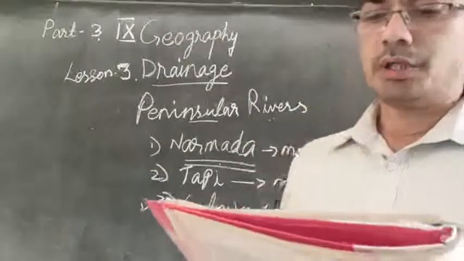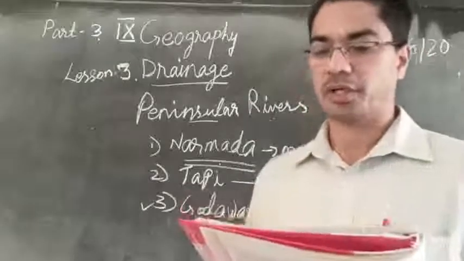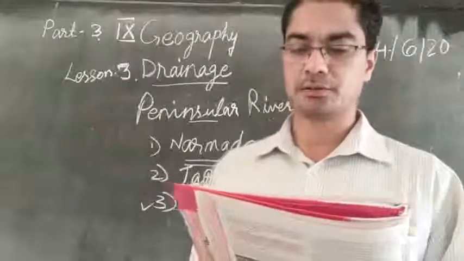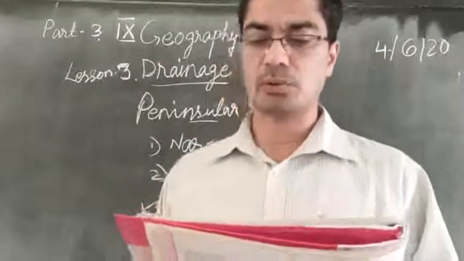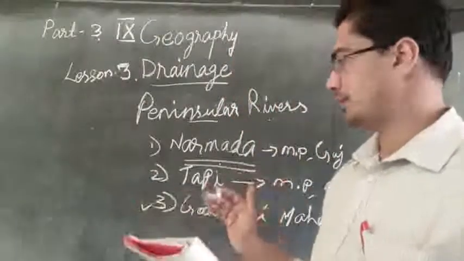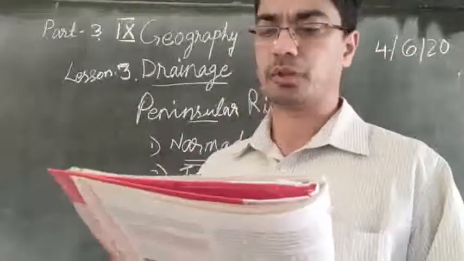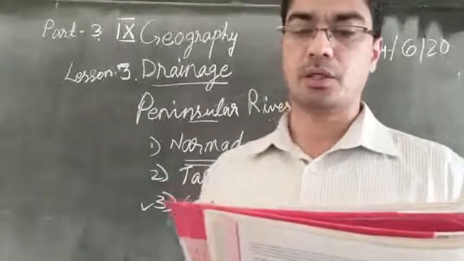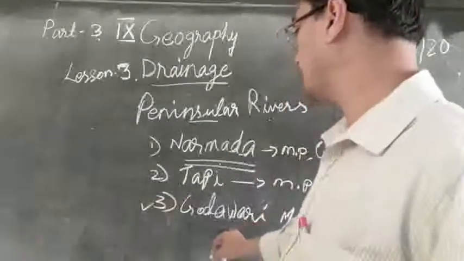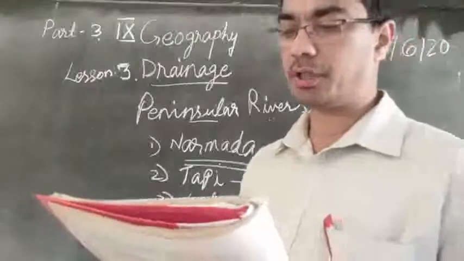Its length is about 1500 kilometers. It drains into the Bay of Bengal, so finally it will reach the Bay of Bengal. Its drainage basin is also the largest among the peninsular rivers. The basin covers parts of Maharashtra; about 50% of the basin area lies in Maharashtra. So most of the area of this Godavari is flowing through Maharashtra, then Madhya Pradesh, Orissa and Andhra Pradesh.